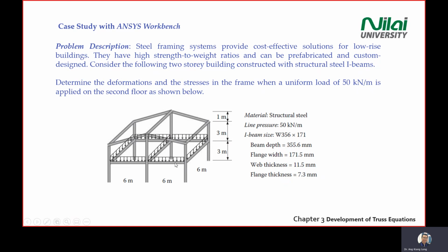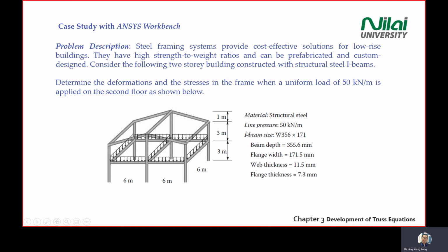So there is a distributed load on the flooring here. We are given the material, structural steel. Later we're going to use a line pressure of 50 kilonewton per meter along all this edge here.